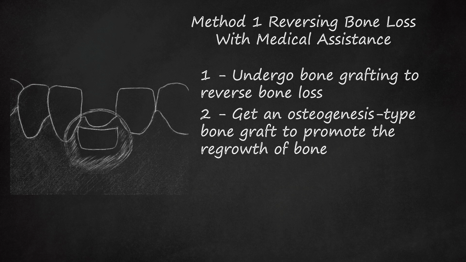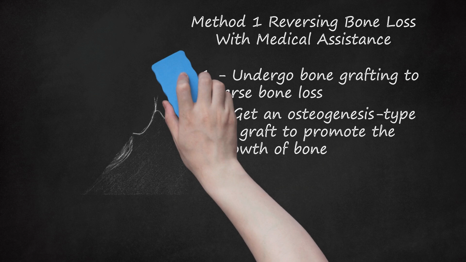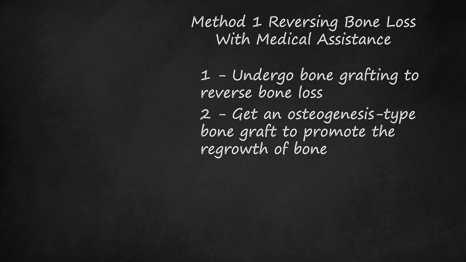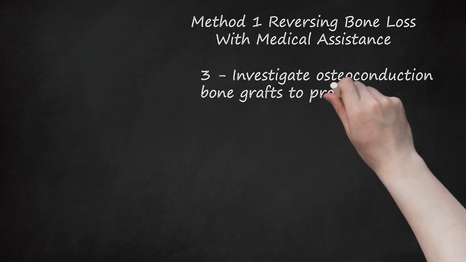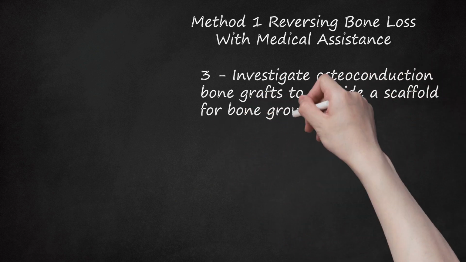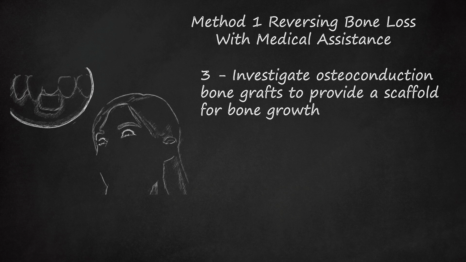This technique allows your body to readily accept the new bone cells because it recognizes them as its own. The transplant of bone marrow is often used in osteogenesis. 3. Investigate osteoconduction bone grafts to provide a scaffold for bone growth. In this process, a bone graft is implanted to the site where there is bone loss. These implants will serve as a scaffold where bone-forming cells, osteoblasts, can grow and multiply.